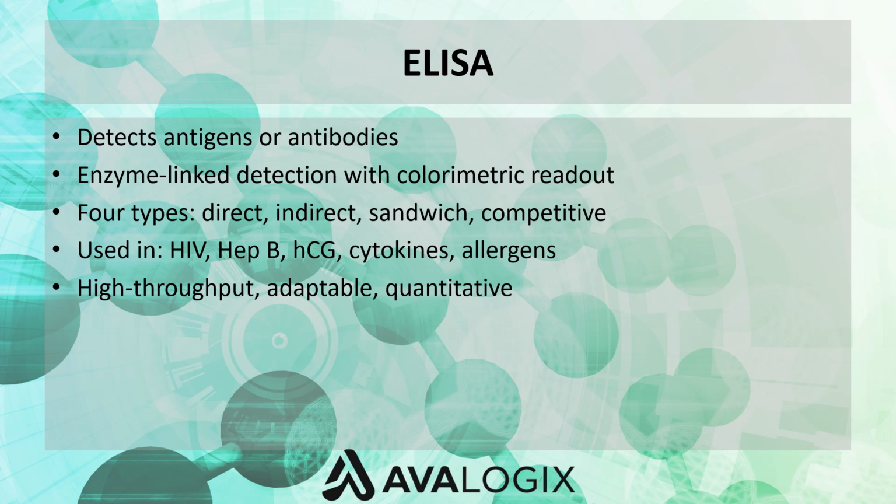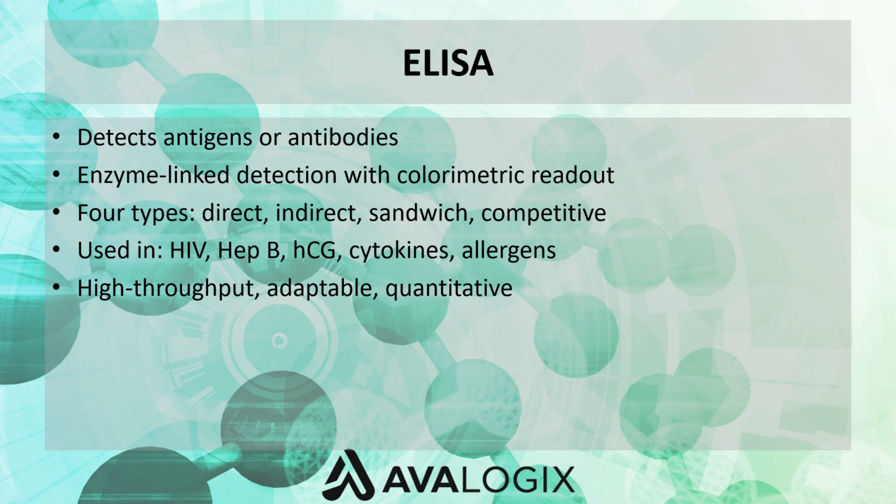There are 4 common ELISA formats. Direct ELISA detects antigens using a labeled primary antibody. Indirect ELISA detects antibodies. A secondary labeled antibody is used for detection. Sandwich ELISA uses a capture antibody to bind antigen, then detects with a second antibody, ideal for antigen quantification. Competitive ELISA measures antigen or antibody by competition with a labeled version.